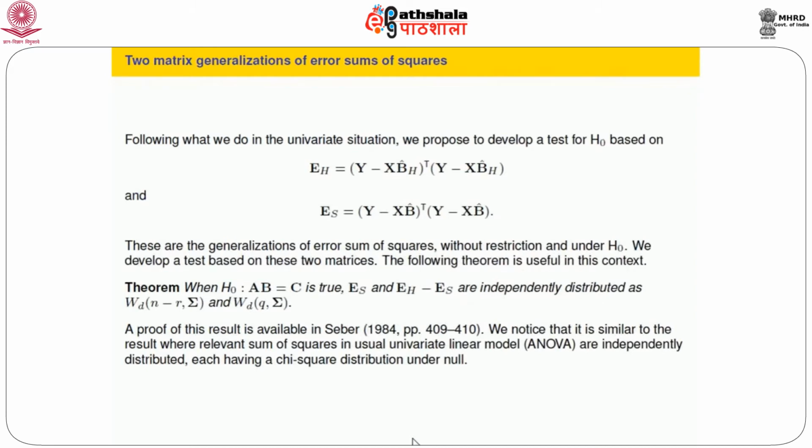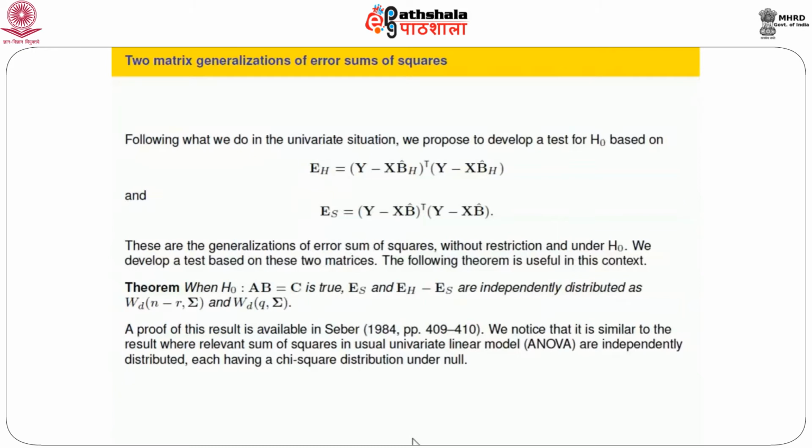Based upon that principle, we introduce these two matrices, EH and ES. What is ES? E is the residual sum of square matrix. Earlier we had residual sum of square, now we have residual sum of square matrix. It is defined as y minus xb hat transpose y minus xb hat. That is exactly the same as the earlier definition in the univariate linear model, except we replace beta hat by b hat. Similarly, we look at EH. This is the error sum of square under the null hypothesis. So this is y minus xbh hat transpose y minus xbh hat.